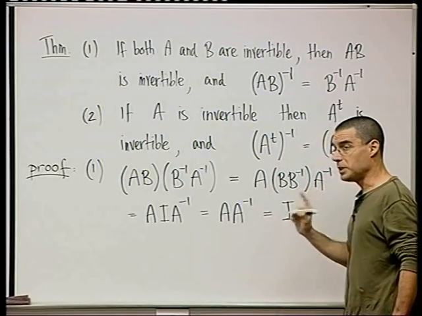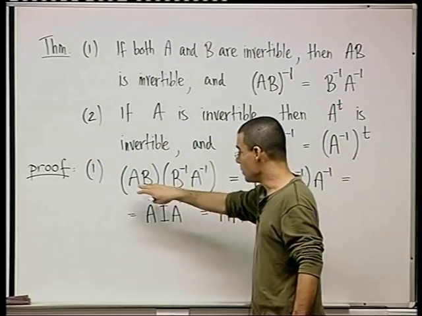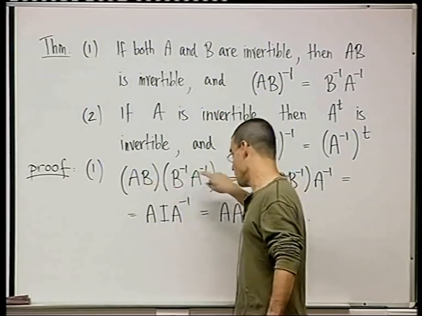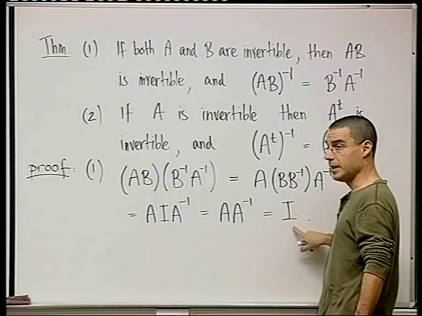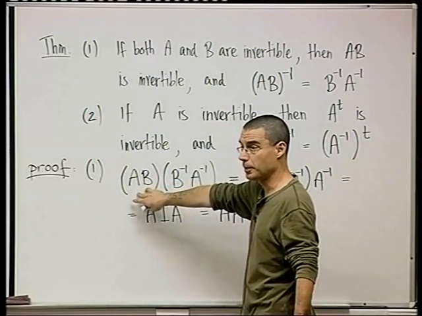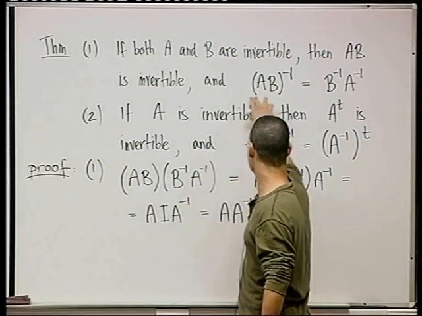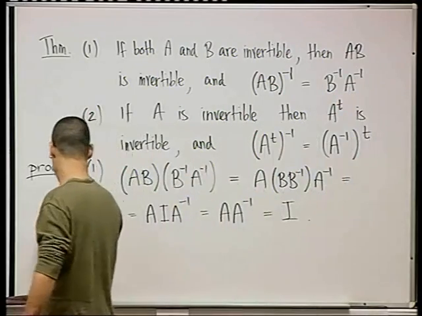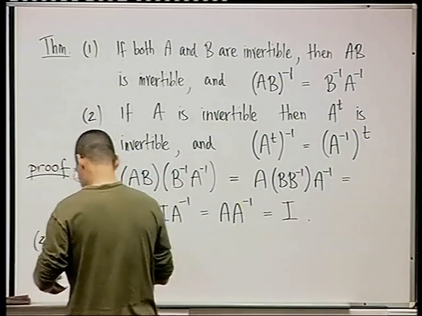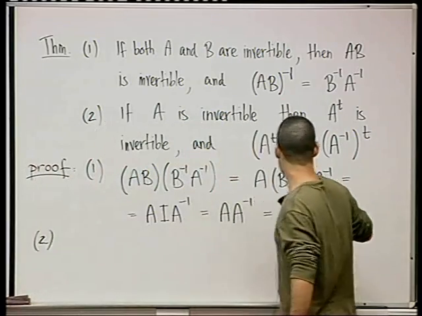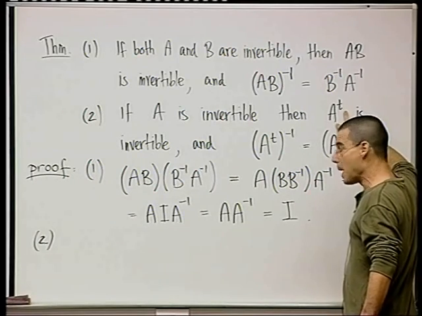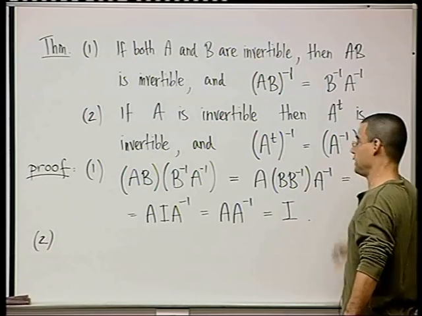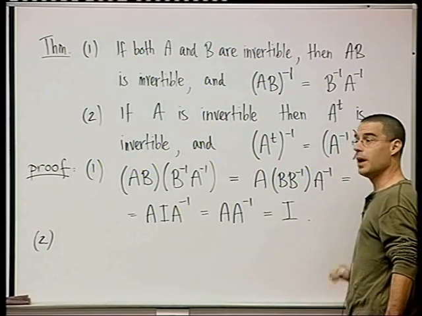So again, look at what we did. This is the key here. We took the matrix AB. We took this matrix, whatever it is, and showed that when we multiply them, we get the identity. That means that AB is invertible, and that its inverse is this. Its inverse is this. Good? Here's the proof of part 2. The proof of part 2, same idea. I want to take A transpose, multiply it by the candidate for being its inverse, and see that I get the identity. If I do, I'm done.